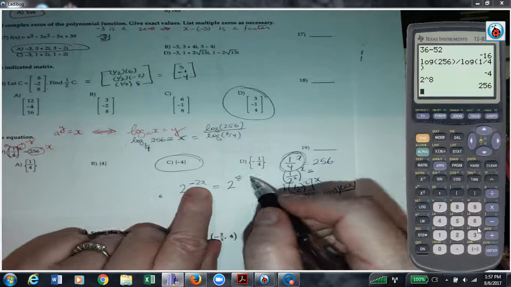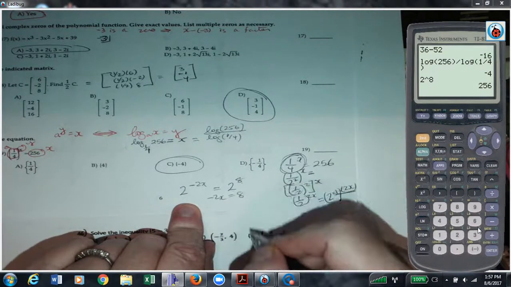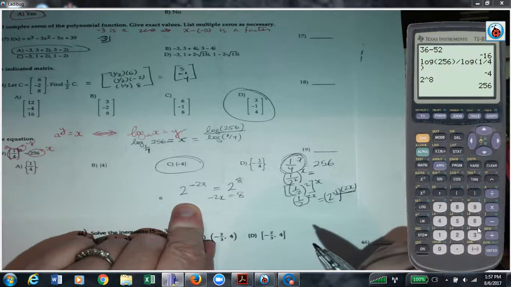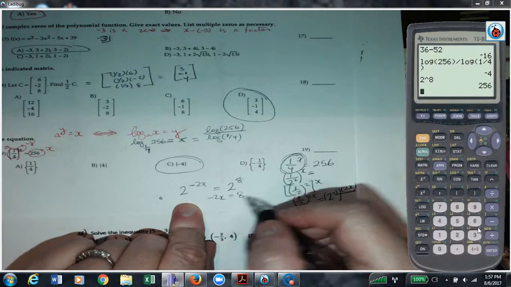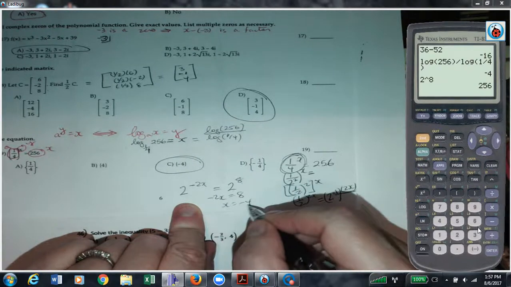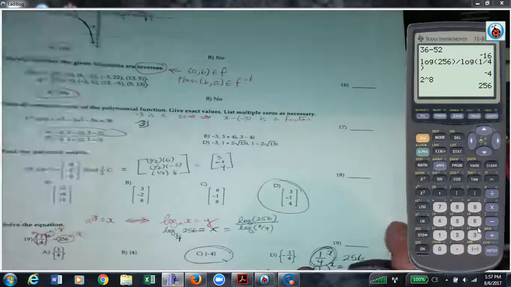Now the bases are the same, and so the exponents are the same. That's the uniqueness property. And so the only way for this to be true, I divide both sides by -2, and x is equal to -4. That was another way to get that. Okay.